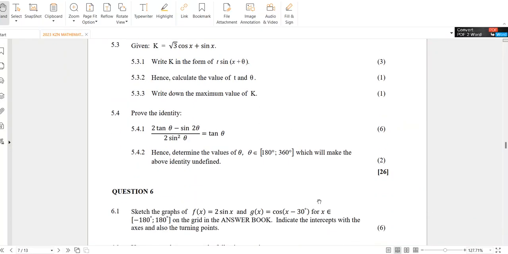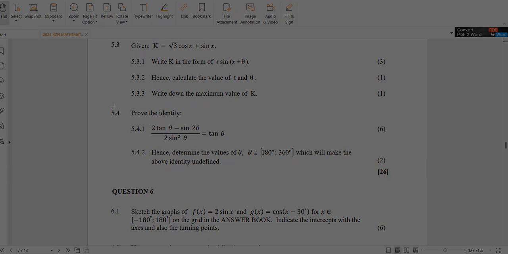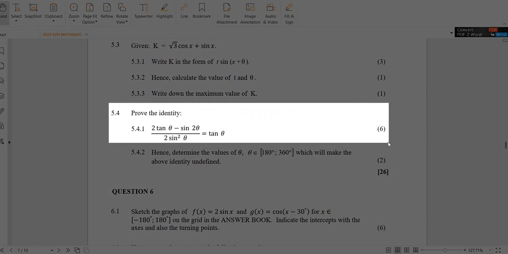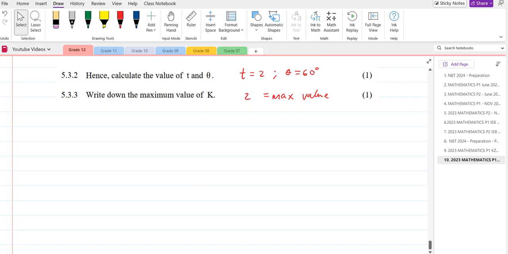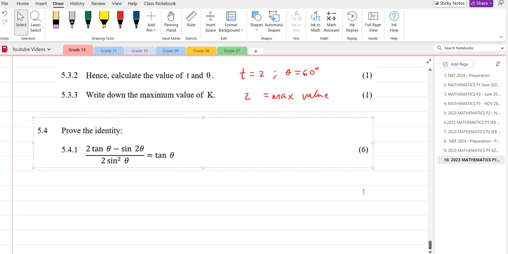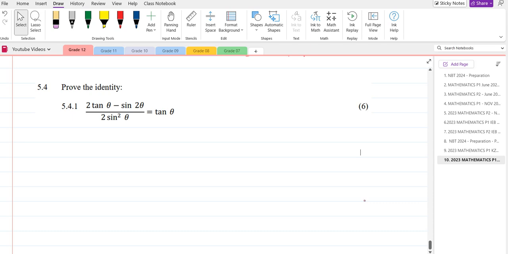which is prove the identity. Right, so we want to prove everything on the left hand side is equal to tan theta, because we already know the answer. Right, so we're going to say left hand side. That's a nice thing about identity. That's why it's simple, because you already have the answer. Right, so what's 2 tan theta? 2 sine theta over cos theta, because that's what tan theta is. Right, sine over cos.